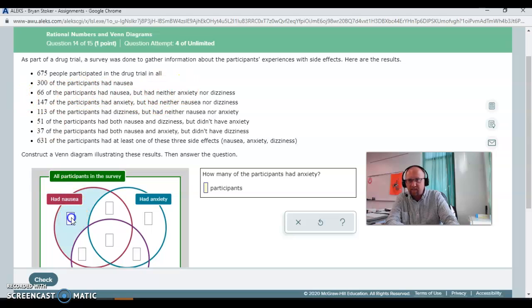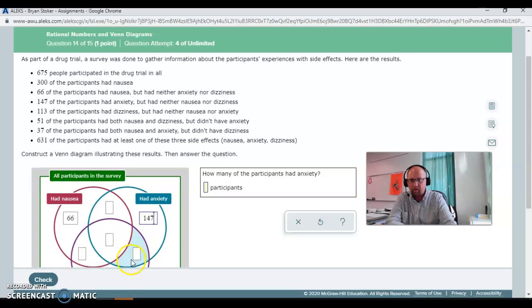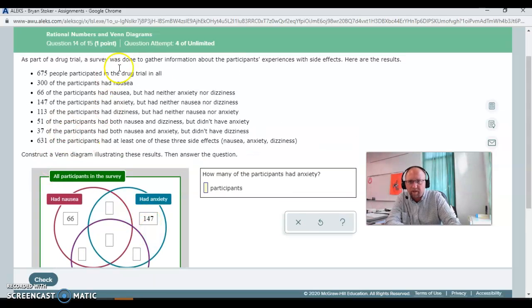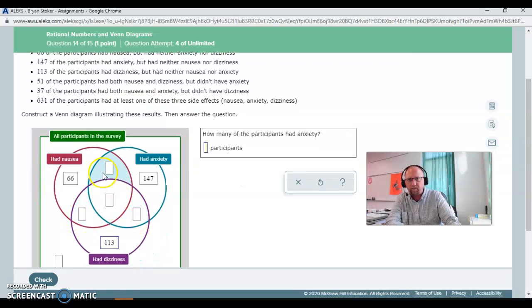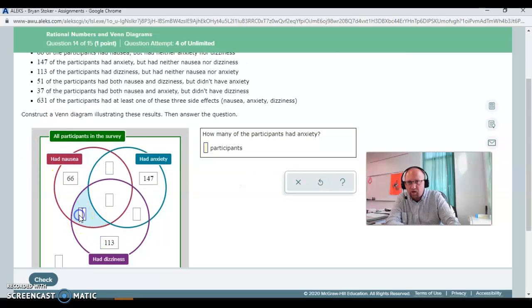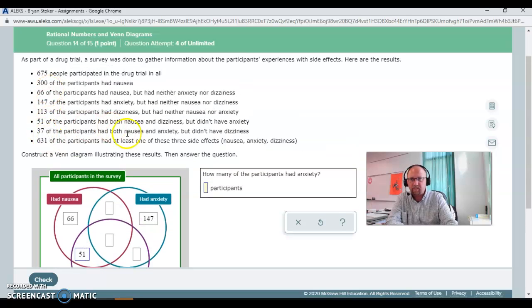So 66 had nausea, 147 had anxiety, and 113 had dizziness. Okay, now I'm going to go with the both. Both means they're going to end up in one of these spots. 51 had both nausea and dizziness, so nausea and dizziness goes there. 37 had both nausea and anxiety.